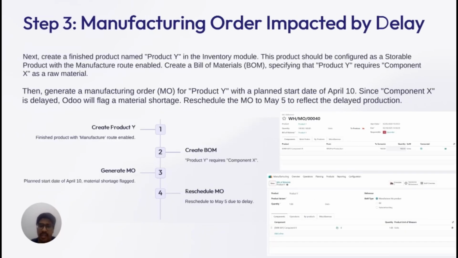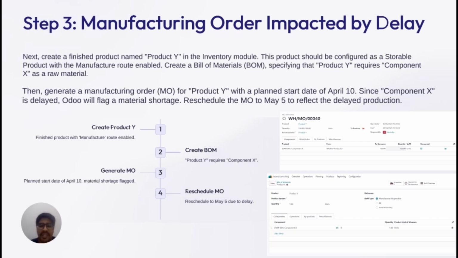Now let's look at how this late delivery affects production. First, we create a finished product, which is Product Y, in the inventory module with the manufacture route enabled. Then we create a bill of materials (BOM) linking Component X to Product Y. The BOM defines how much of Component X is required for each unit of Product Y.